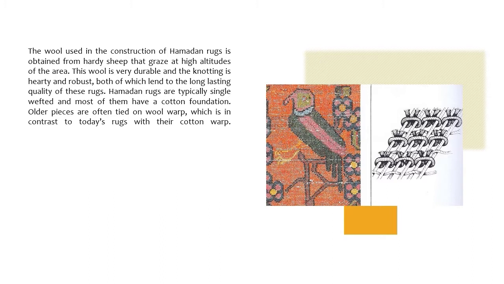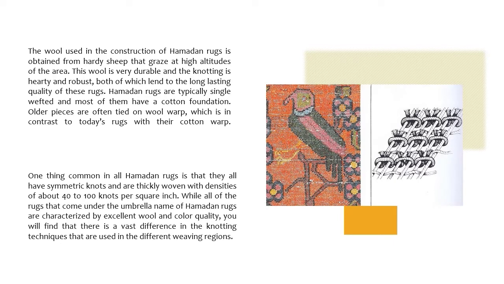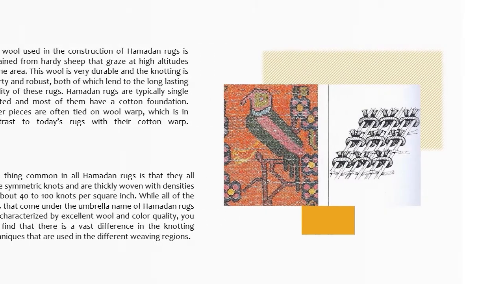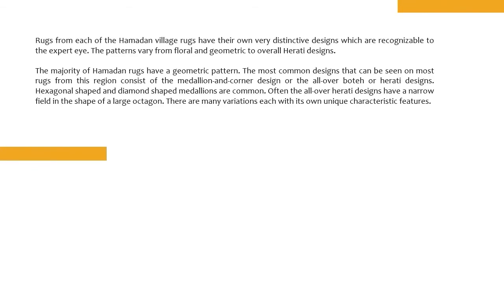Hamadan rugs are typically single-wefted, and most of them have a cotton foundation. One thing common in all Hamadan rugs is that they all have symmetric knots and are thickly woven with densities of about 40 to 100 knots per square inch. There is a vast difference in the knotting techniques used in the different weaving regions. The majority of Hamadan rugs have a geometric pattern.